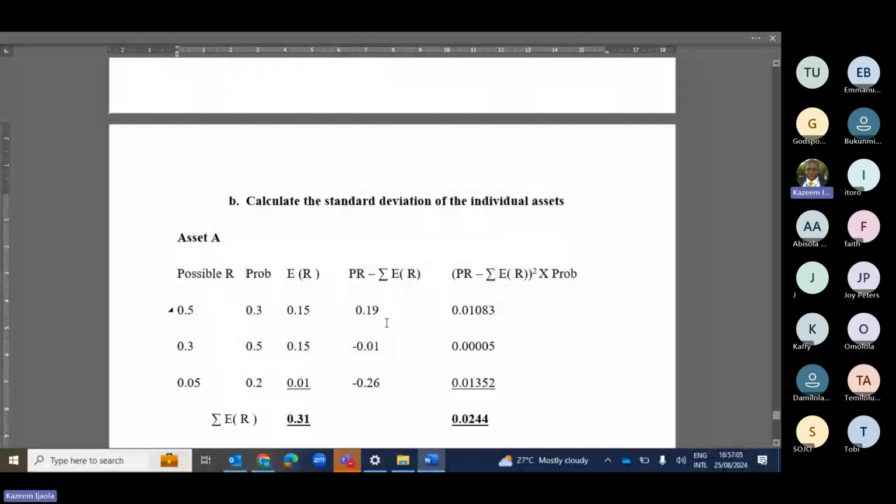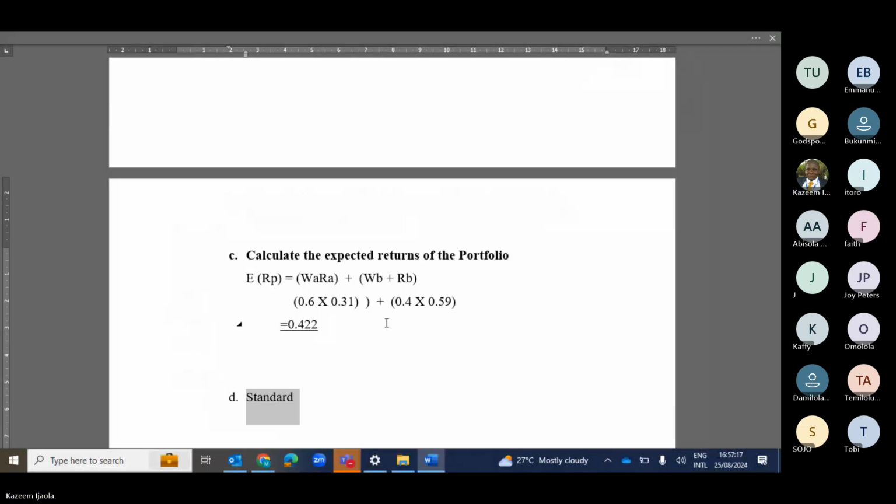So let's do the standard deviation of the portfolio. This is the last phase. Now, this is a two asset case, so let's make an attempt to write that formula.